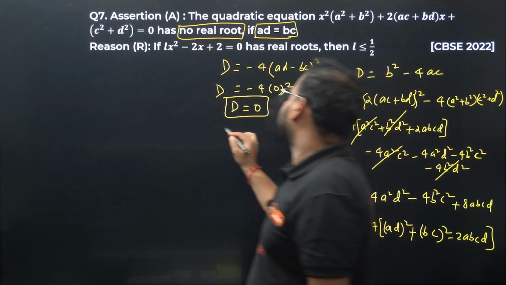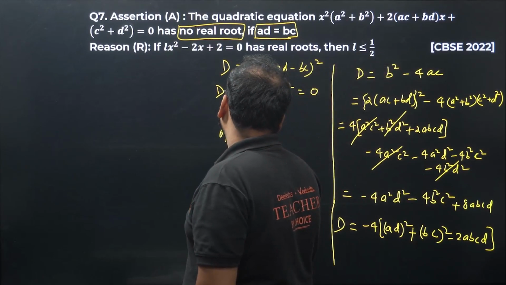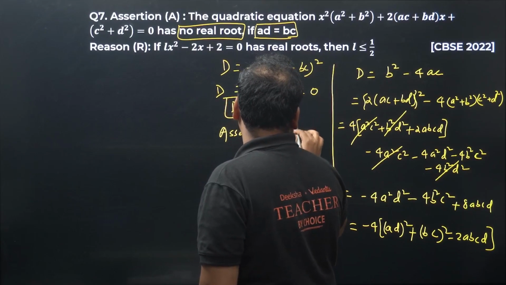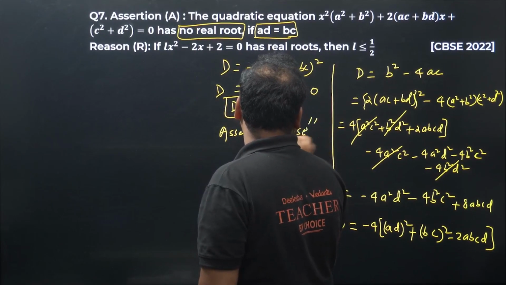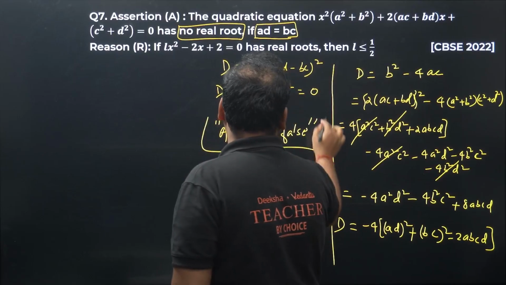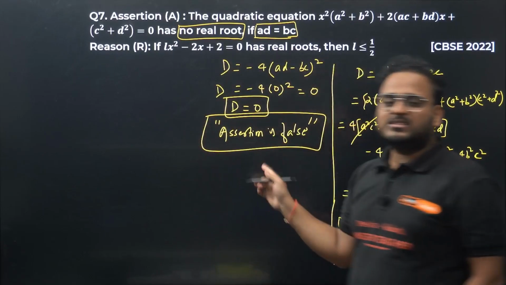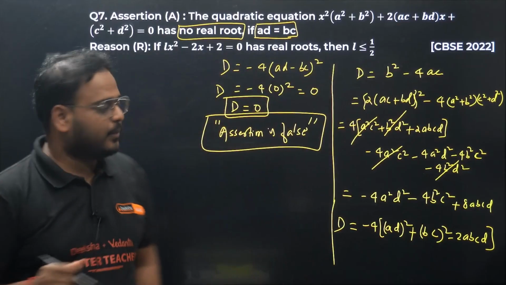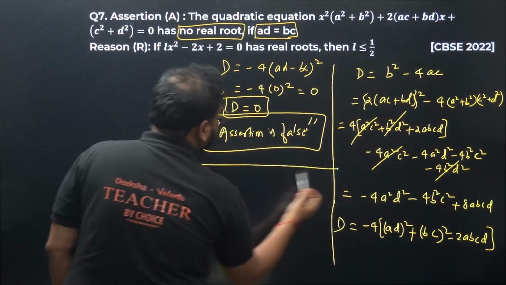It means that assertion is false. Assertion is false. Please check. My conclusion is done now. First statement number 1 or assertion is given as false statement. Okay. Now I'll move on to the next, which is the reason.